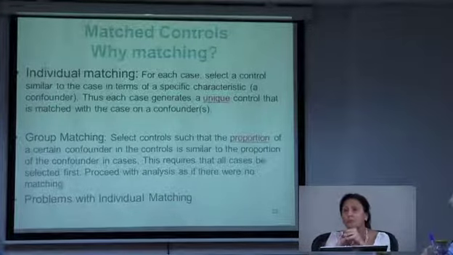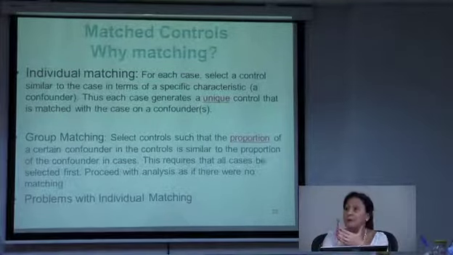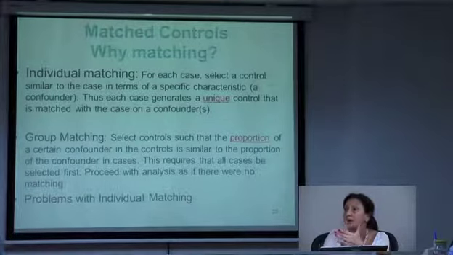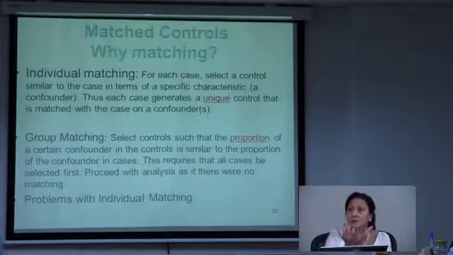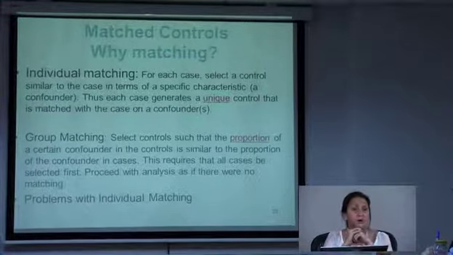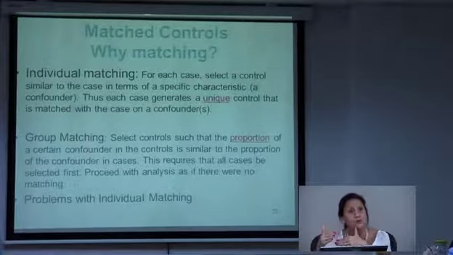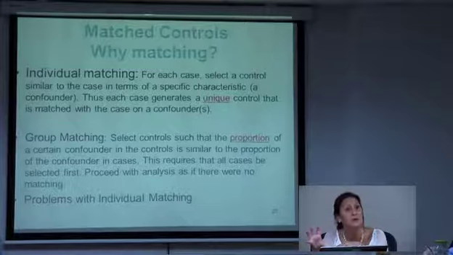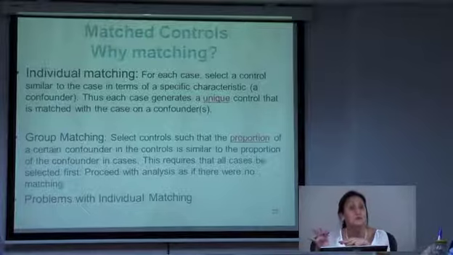Group matching, on the other side, is where you select the controls in such a way that their distribution with respect to a particular confounder is similar to the distribution of that confounder in the cases. What do I mean? If I collect all the cases and I find that they are 50-50, I select my controls, not one-to-one, but so that 50% of them are male and 50% of them are female. This is what we call frequency matching.